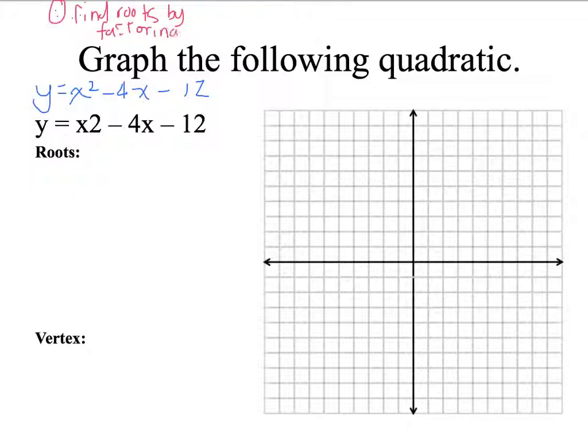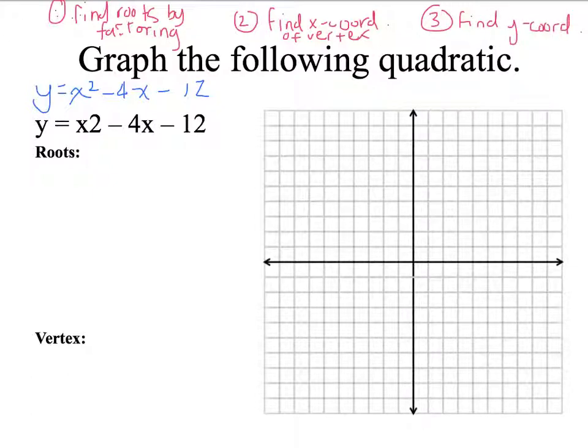Looks like my stylus doesn't want to work. Then second, we've got to find our vertex, but it's a 2-part thing. So we'll start by finding the x coordinate of the vertex, and then the third step will be to find the y coordinate of the vertex. Okay, so that's the roadmap for what we're going to do.